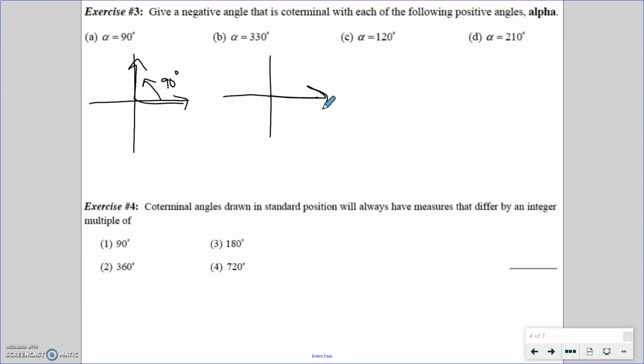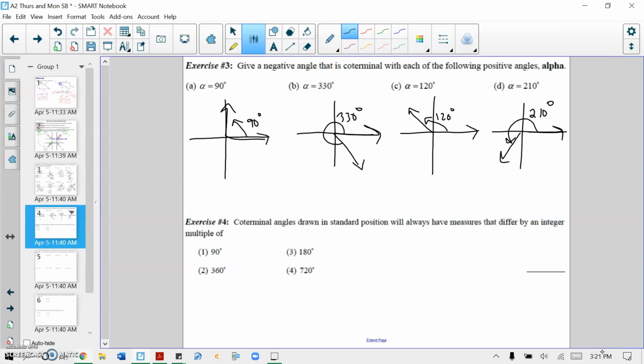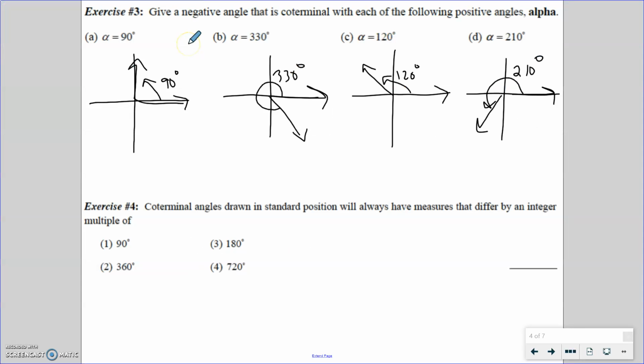330 starts right here and goes all the way around almost to right about there. That's 330. 120 is something like that. And then 210, here's our initial, so maybe something like this would be 210 degrees. So I'm doing that all in black, and now I'm going to switch my colors so we can talk about the coterminal angle and really what that means if you're still kind of confused.